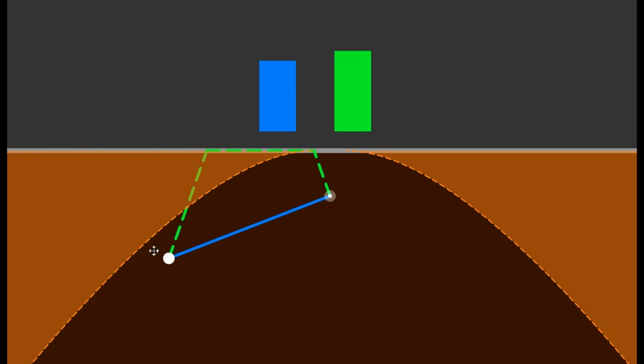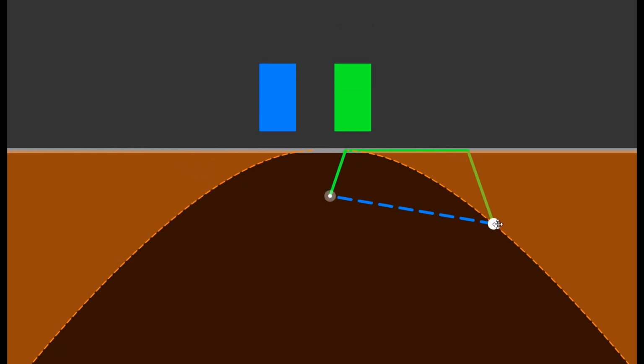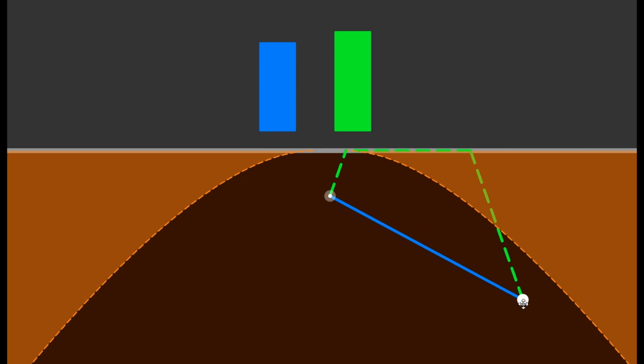I'll leave one problem as an exercise. Fixing one of the points, find the locus of the second point where the green detour path is better than the direct blue path. What you'll find is that it's a conic.